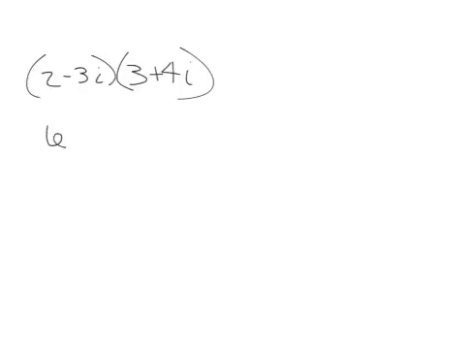Okay, so let's say that we want to multiply something like 2 minus 3i times 3 plus 4i. Okay, we do the FOIL method just like we always do. We do the first. We do the outside, 2 times 4i. We do the inside, -3i times 3. That is going to be a -9i. Okay, and then we do the last.